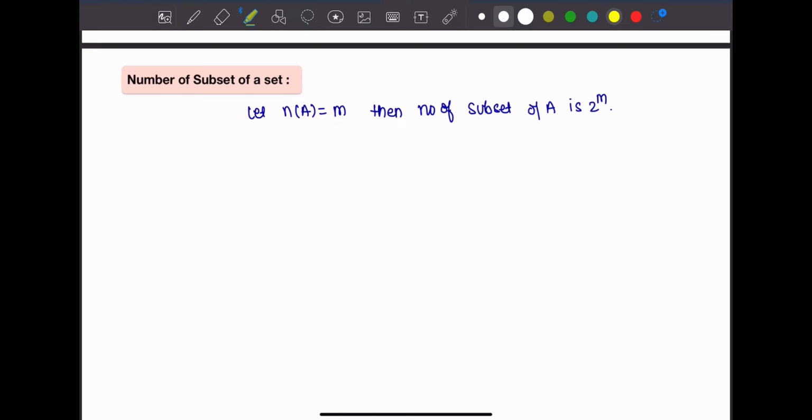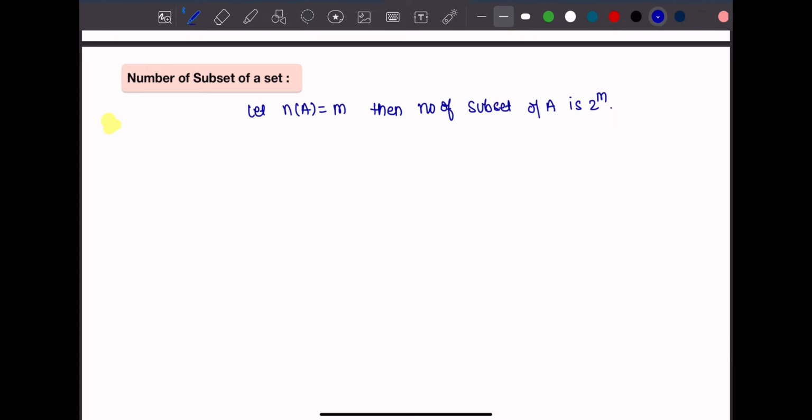Based on this we have a question in our JEE Mains 2020. One question we got in JEE Mains 2020.